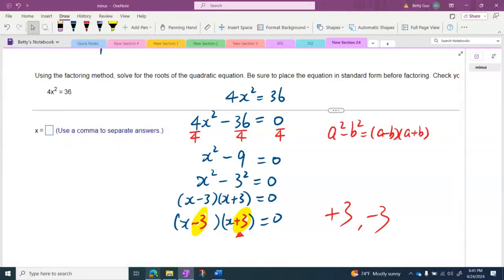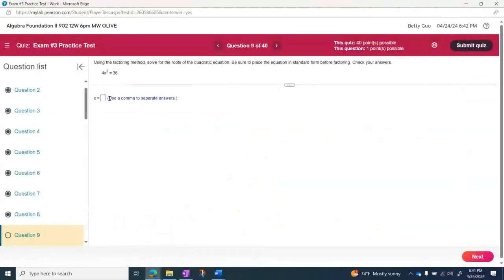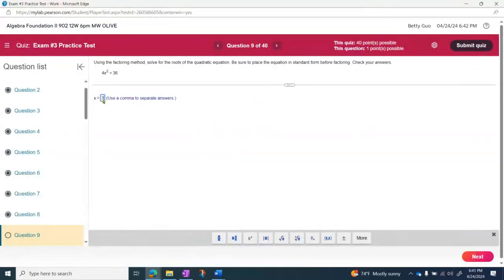Use a comma to separate answers. So you're going to enter 3, comma, negative 3. 3 comma negative 3. Next.